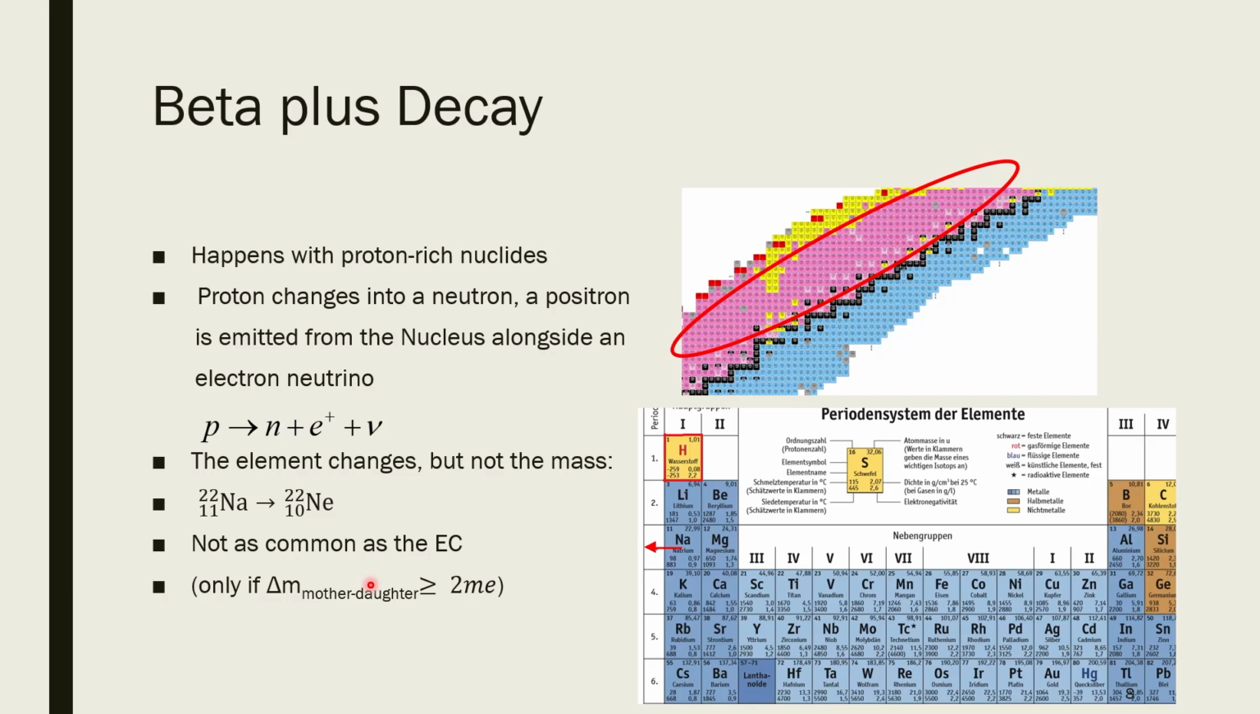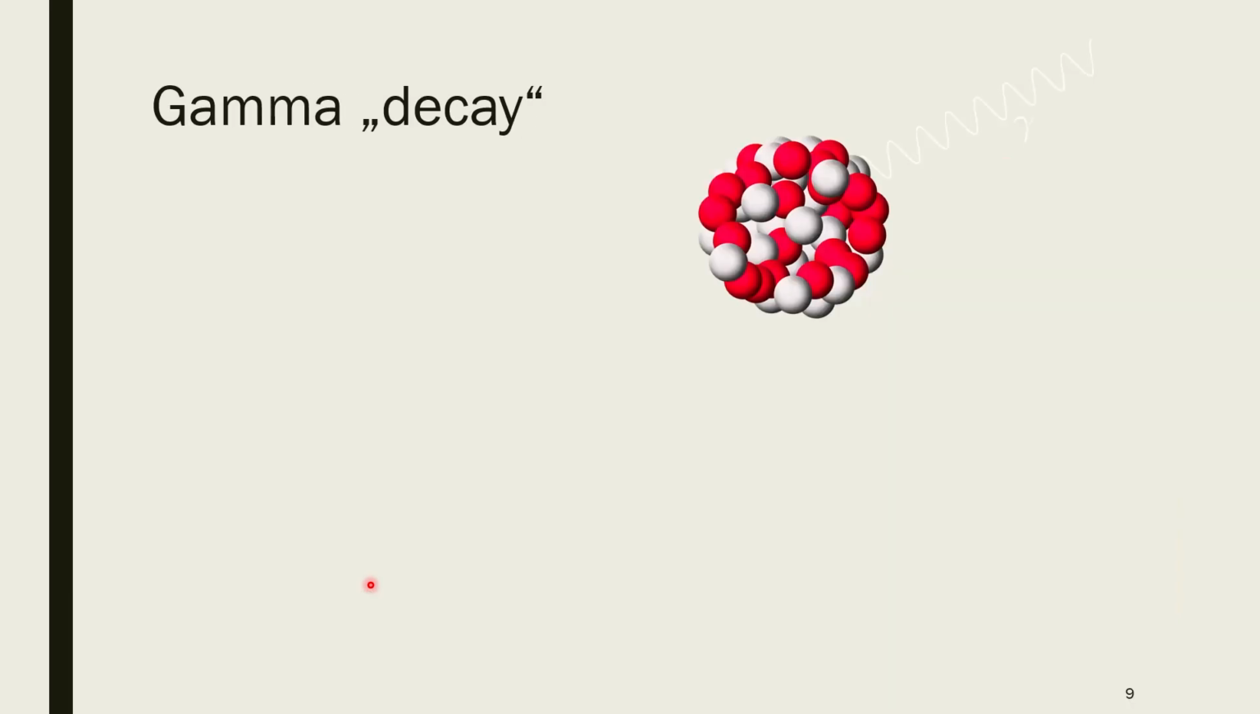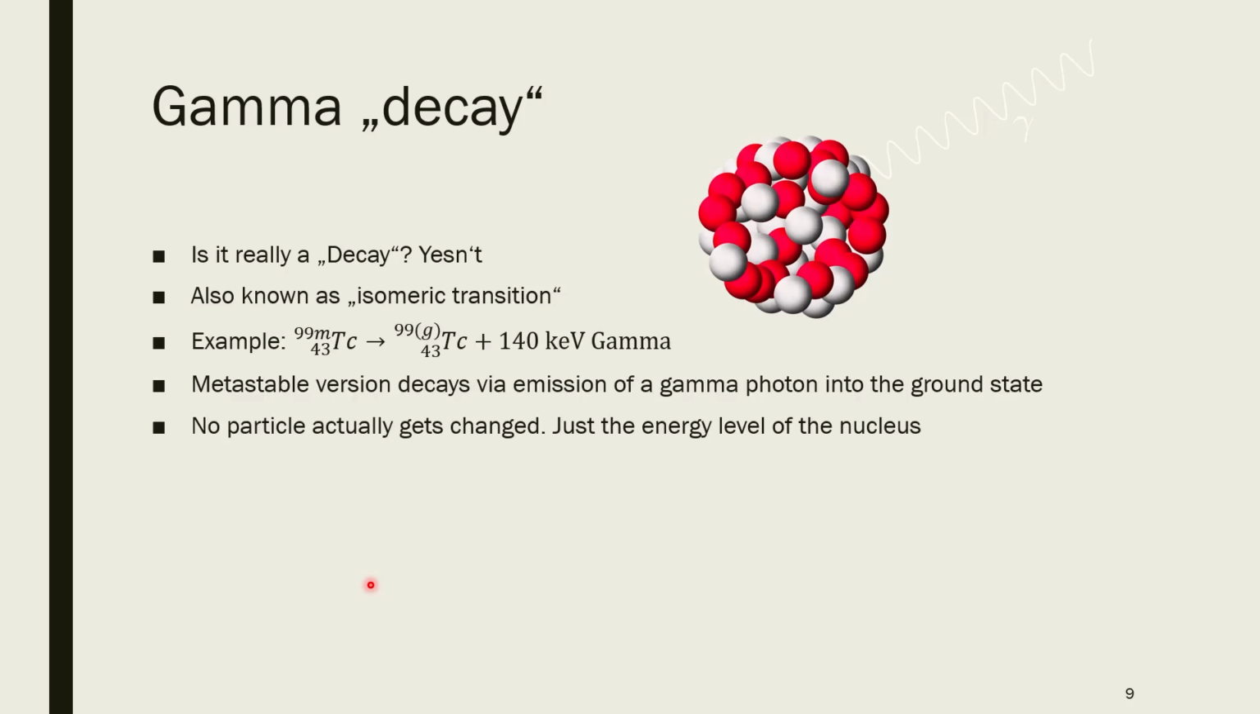Okay, let's get to the interesting question. Gamma decay. Is it really a decay? Yesn't. It is also known as an isomeric transition. For example, you have the technetium-99m, which decays into technetium-99g. You can leave that g out because g means ground state. And during this isomeric transition, a 140 kiloelectron volt gamma photon is emitted, or sometimes 141, depending on the literature.